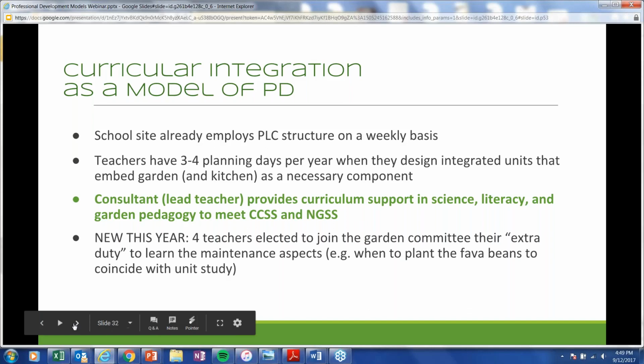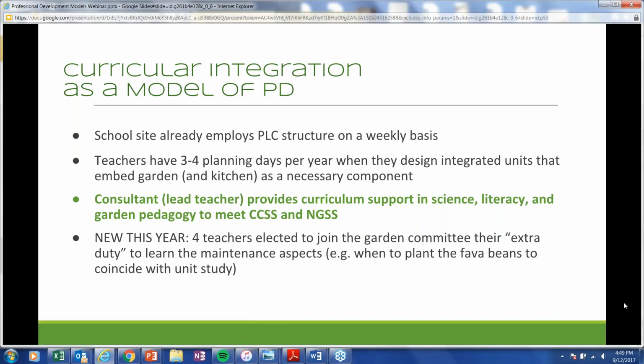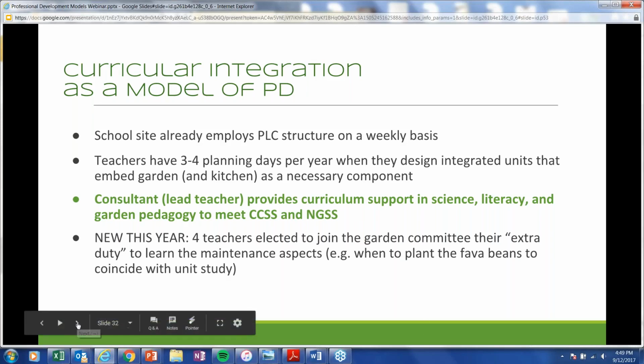Because we have been trying to work on aligning units completely 100% to NGSS, as well as integrating the garden in such a way that if you took the garden out of the unit it just isn't as robust. We were able this year to implement a garden committee. So as part of their contracted extra duty, 4 teachers participate along with me to help learn what are the maintenance aspects. And so I'm going to just share 2 quick examples of units that we've aligned to Next Generation Science. Could I have the next slide, please?